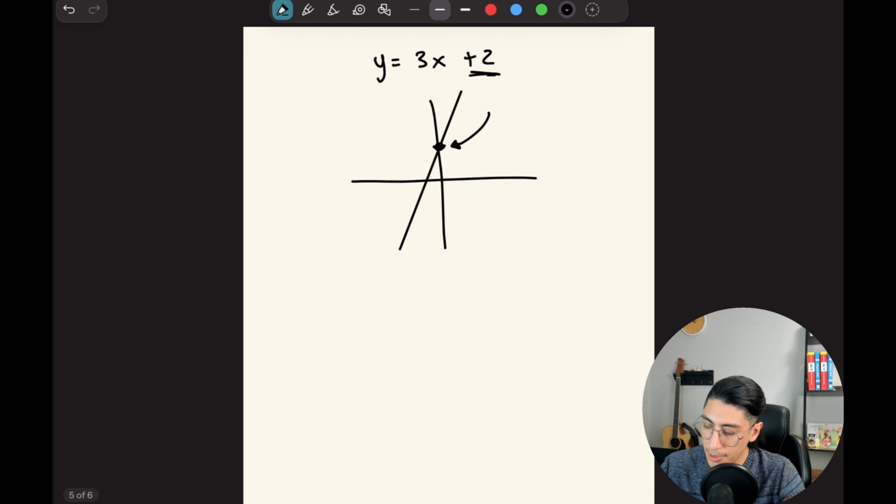Well, you can just plug in 0 for x. So again, if I'm trying to find the y-intercept, I'm going to plug in 0 for x, so I get y equals 3 times 0 plus 2. This cancels out. I just get y equals 2.